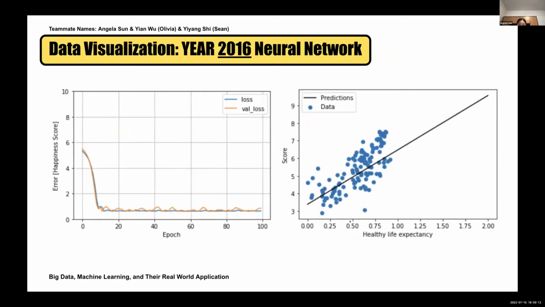Here are the two graphs for the 2016 neural network model. The graph on the left shows that the error decreases as the epoch increases. And on the right is a scatter plot of the data points and prediction line generated from our neural network model.